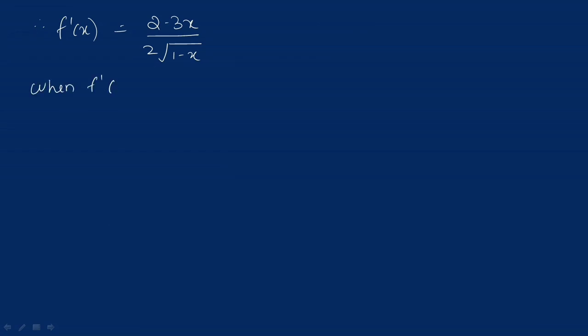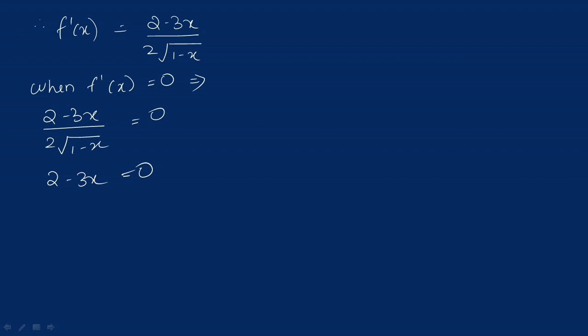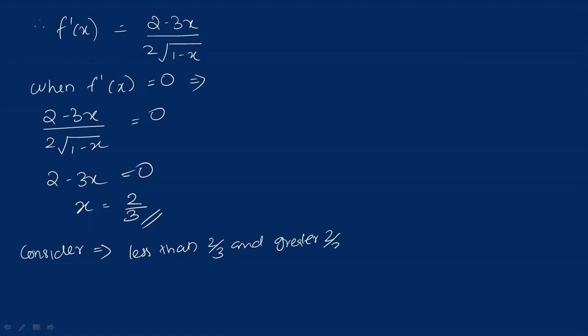Now we will be considering when f dash of x is equal to 0, that means (2 minus 3x) by (2 root 1 minus x) is equal to 0, or from this 2 minus 3x is equal to 0. So the value of x will be 2 by 3. By solving we will be having x equal to 2 by 3. So from this we can write, same as the above question, we will be considering f dash of x here. Here the x should be less than 2 by 3 and greater than 2 by 3.